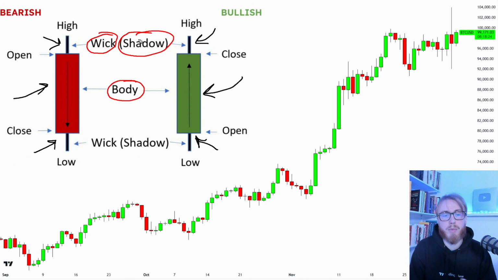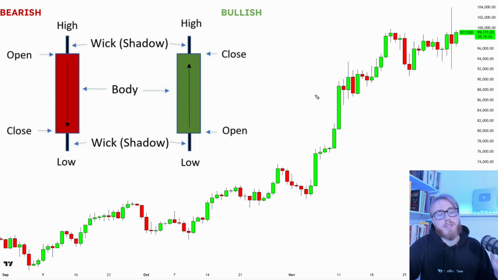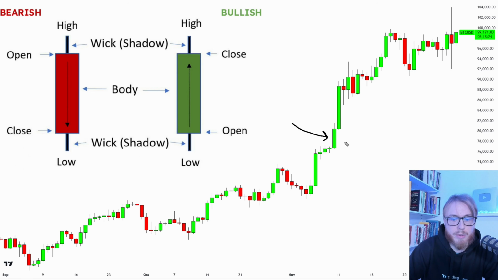I think shadow is a more old term for the wicks here, but I would recommend using the word wick. So let's just take a look at a random candle on this chart. We might want to look at, for example, this green candle right here. How did the price move during this candle? Well, we know it's a green candle, so the price moved up during the candle. And we also know that it started right here. So right here was the open.